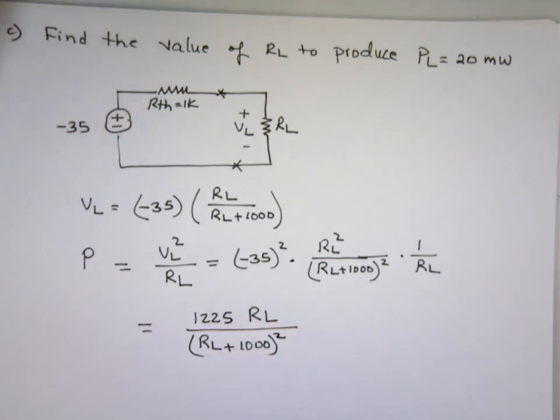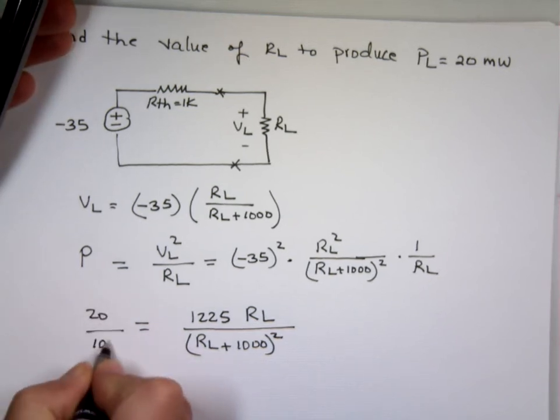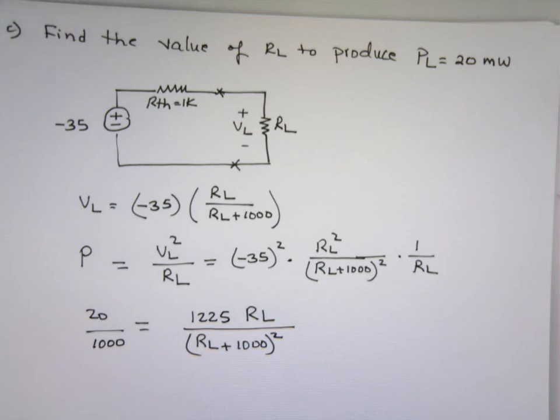And for this part, we want the power to be what? 20 milliwatts. 20 milli means 20 over what? 1,000, or 0.02.